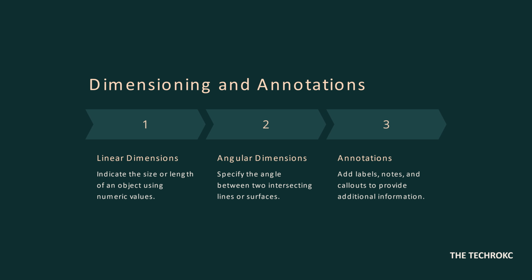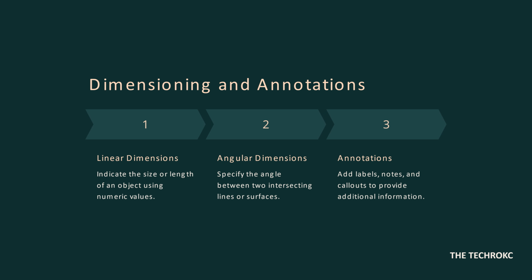Linear dimensioning is the act of indicating the size or length of an object using numerical values. Examples we have are 10 centimeters, 20 millimeters, 15 meters, and so on.